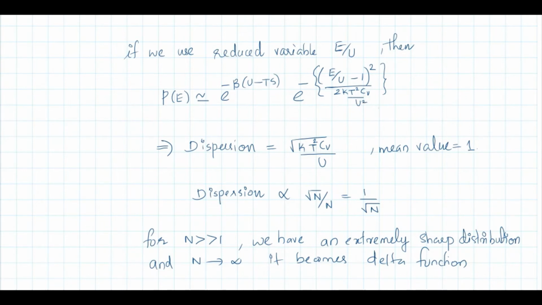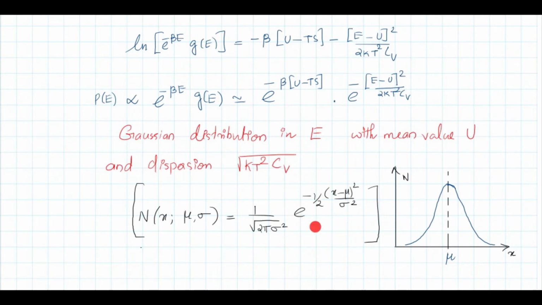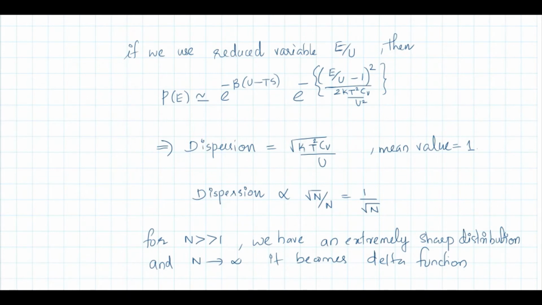So if you compare this with your definition of Gaussian distribution, you can say that this Gaussian is centered around 1. If you plot it using a reduced variable E by U, this is centered around 1 and with a dispersion square root of kT square Cv by U square. You can take U square outside of the square root, then it will be U. So dispersion is square root kT square Cv by U.